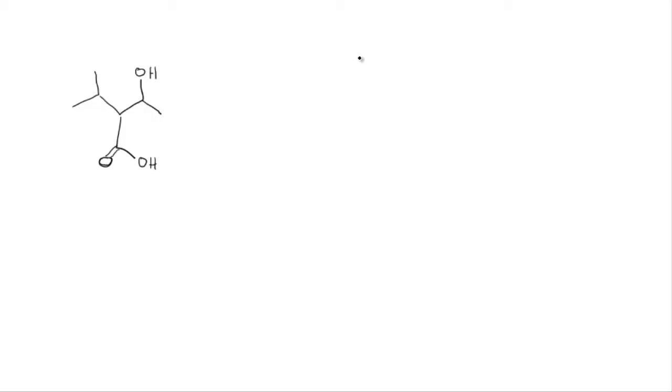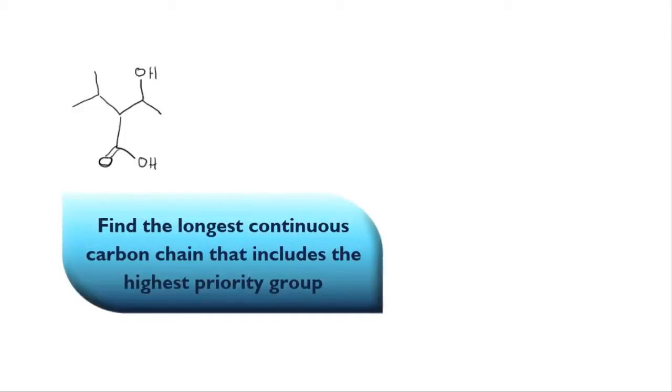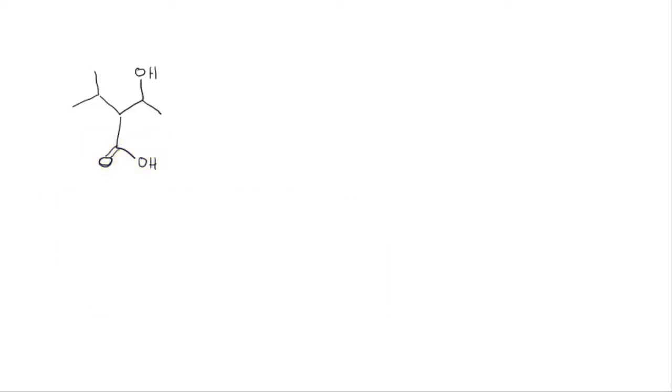So in examining our molecule, we need to find the longest continuous carbon chain that includes the highest priority group. For this structure, this is the carboxylic acid. This is higher in priority than the alkyl group or the alcohol OH group. In numbering the longest chain, we make sure to give the carboxylic acid group the lowest possible carbon number. This would be a 4-long carbon structure.